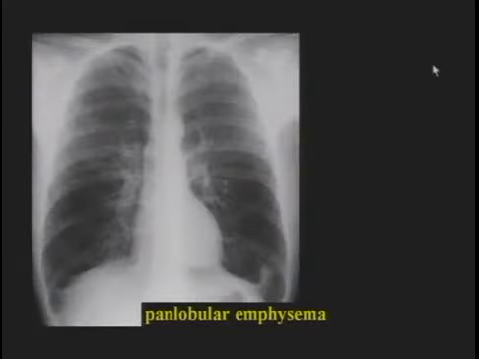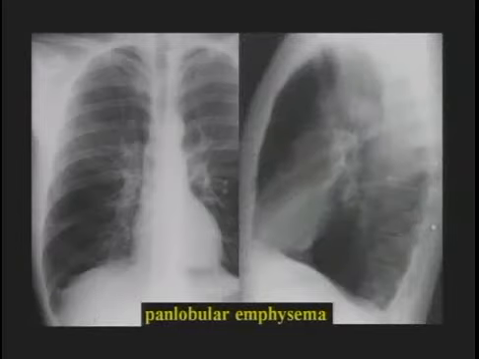On plain film, what you tend to see is emphysema that is diffuse or has a basal predominance. This is often associated with a basal predominance on plain film. You can see the lower lobes are quite lucent. And this is the type of emphysema that's associated with alpha-1 antitrypsin deficiency.